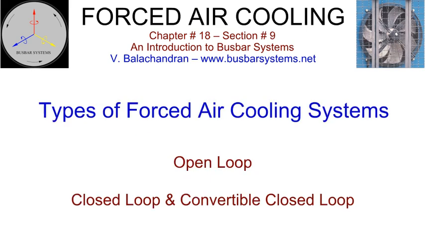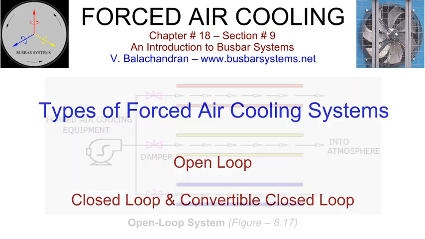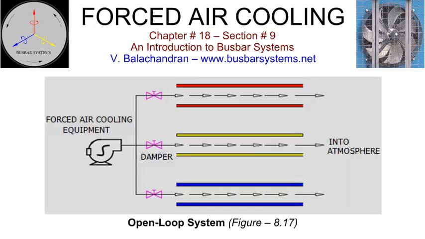Two types of forced air cooling systems are adopted in an isolated phase bus: open loop, closed loop and convertible closed loop. Open loop system. In the open loop system, the ambient air is filtered, dehumidified, and fed to a blower. The blower is connected to an inlet manifold and the air is distributed to each of the phases of the isolated phase bus through individual dampers.